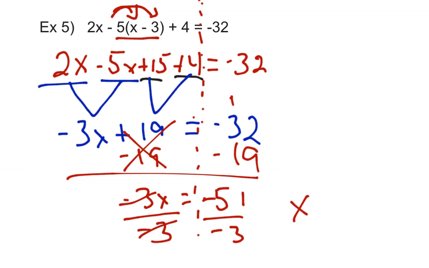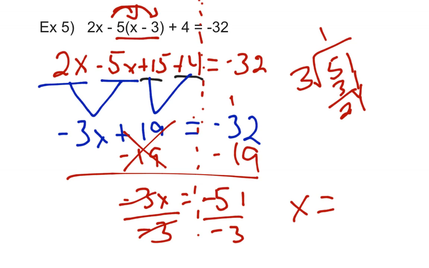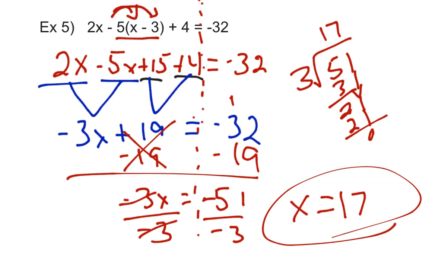So I end up getting, I know a negative divided by negative is going to give me a positive answer. 51 divided by 3. I'm going to show my work up here. It's going to be 1 time, 2 left over. Okay, and I end up getting 17. And again, it's a positive because a negative divided by negative is positive. And there we go. Final answer.